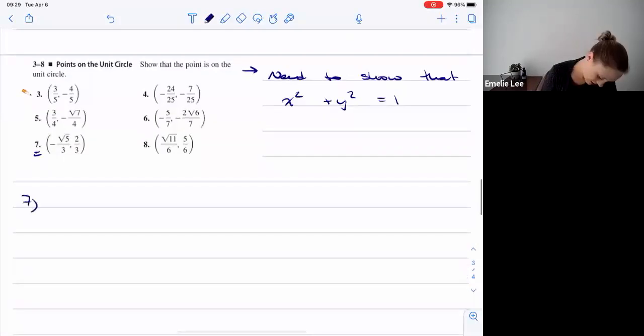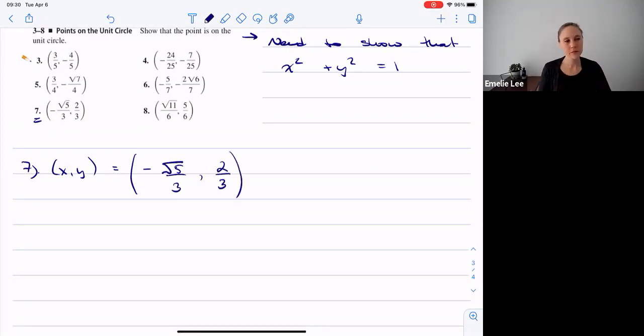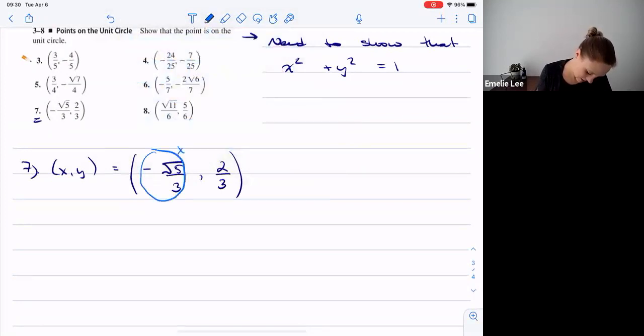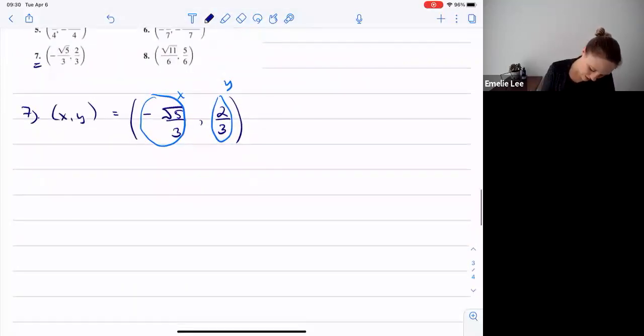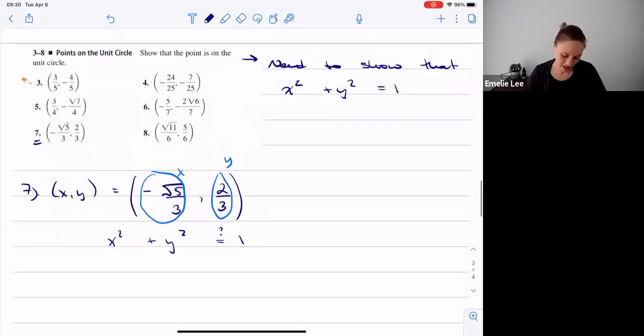So for 7, we have an xy point of negative root 5 over 3 and 2 over 3. So what I want to do is take that x and that y. Here, this is my x, and this is my y. If I square each of those and add them up, it has to add to 1. Otherwise, it's not on the unit circle. So I have x squared plus y squared. Does it equal 1? Because we want to see if it is on the unit circle.